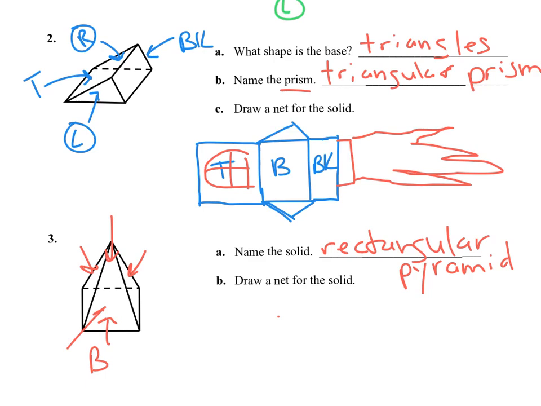And then it says draw a net for the solid. Drawing a net for the solid is pretty easy. All you have to do is draw yourself a rectangle for the base, and then go ahead and draw yourself triangles for the sides. And in a rectangular pyramid, you will have a total of 5 sides. So there you go. Sound good? All right, let's go ahead and jump to the back side.